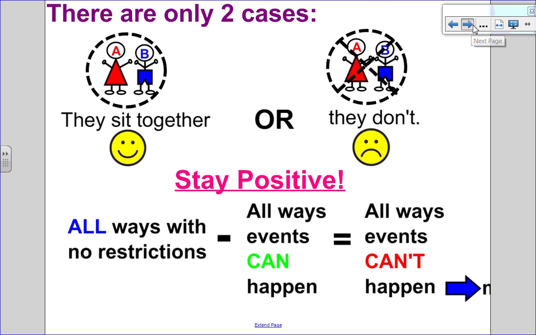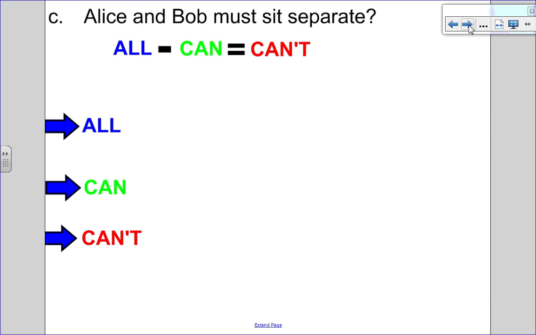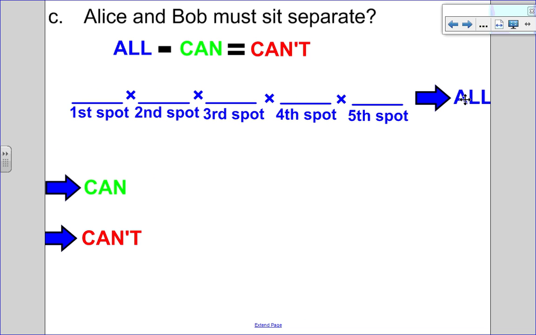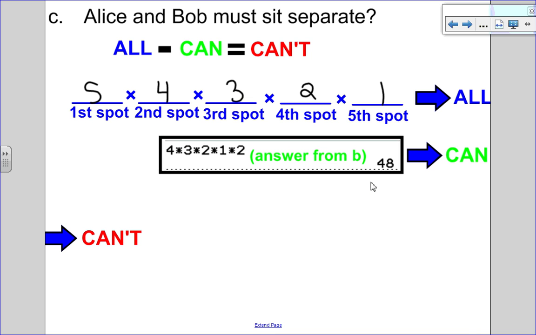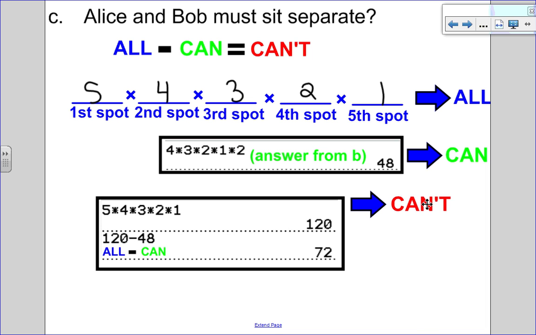Now, fortunately, we've done a lot of this work already. So Alice and Bob must sit separate is going to be solved by doing all the ways, no restrictions, minus all the ways Alice and Bob are together equals all the ways they can't. So all the ways, no restrictions. Let's do that. We have 5 people, absolutely no restrictions. So that's just going to be 5, 4, 3, 2, 1. Now let's look at all the ways they can sit together. If you remember, we just solved that in part B. We found that there were 48 ways. So all I have to do is take my answer for the all and subtract all the ways that they can. So that's exactly what I'm going to do.